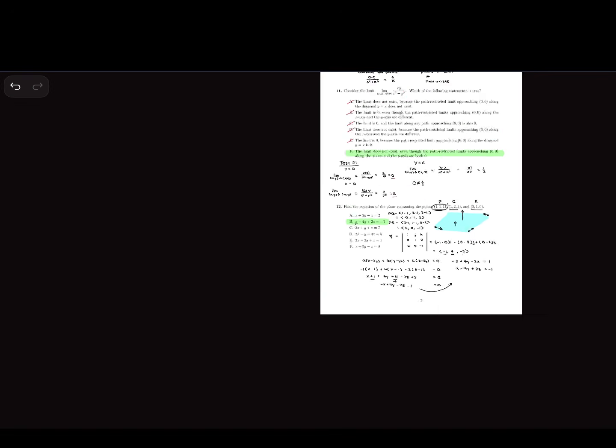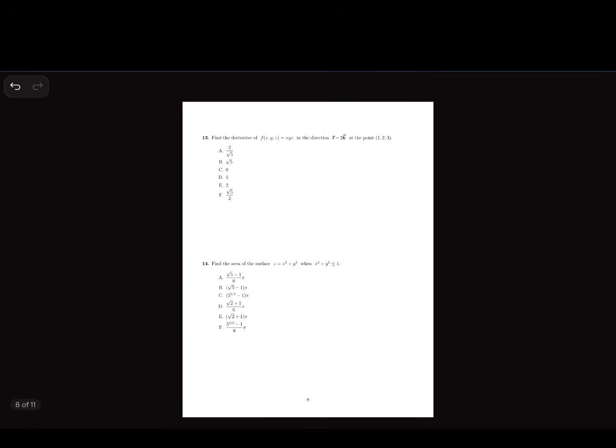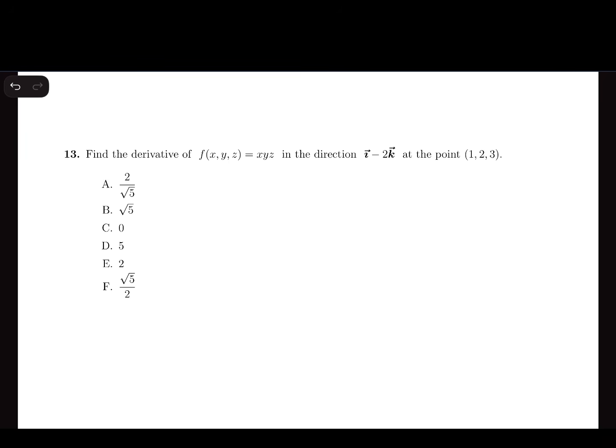All right, moving on to question 13. Question 13 is a directional derivatives problem. Directional derivative. So it asks us, how did I spell that wrong? It asks us to find the derivative of the function f of x, y, z equals x times y times z in the direction i minus 2k at the point 1, 2, 3.